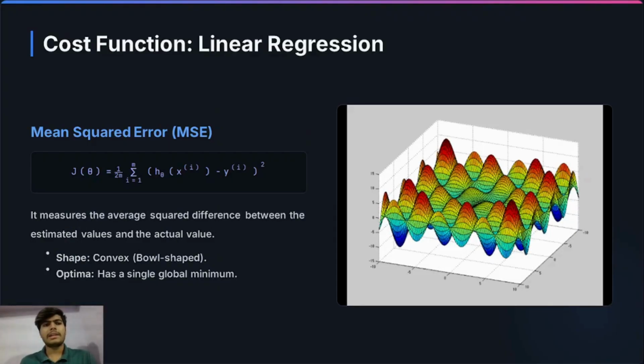Cost function, linear regression. The mean squared error, or MSE. With this formula, it measures the average squared difference between the estimated values and the actual values. The shape is a convex bowl shape and the optimization has a single global minimum.